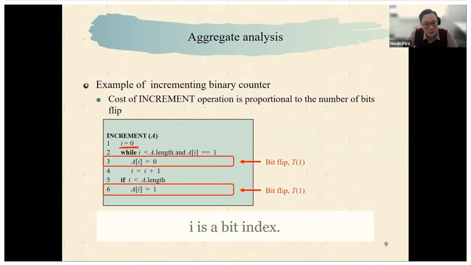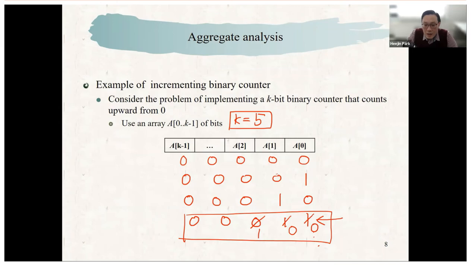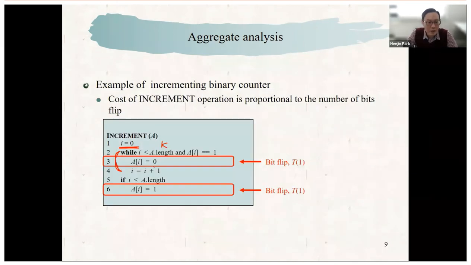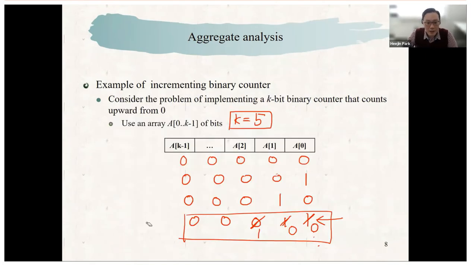Now it is explained here. Initially, the index i is 0. So if i is less than A.length, that is k, and A[i] is 1, A[i] is converted to 0, and i is incremented. So this while loop converts all trailing ones into zeros, and then if it comes across 0, it exits the while loop. And then it sets the ith bit to 1 if i is smaller than k. It means that if all bits are 1s, then we convert it to 0, 0, 0, 0, 0, and there is nothing more to set. So this counter is a wraparound counter.